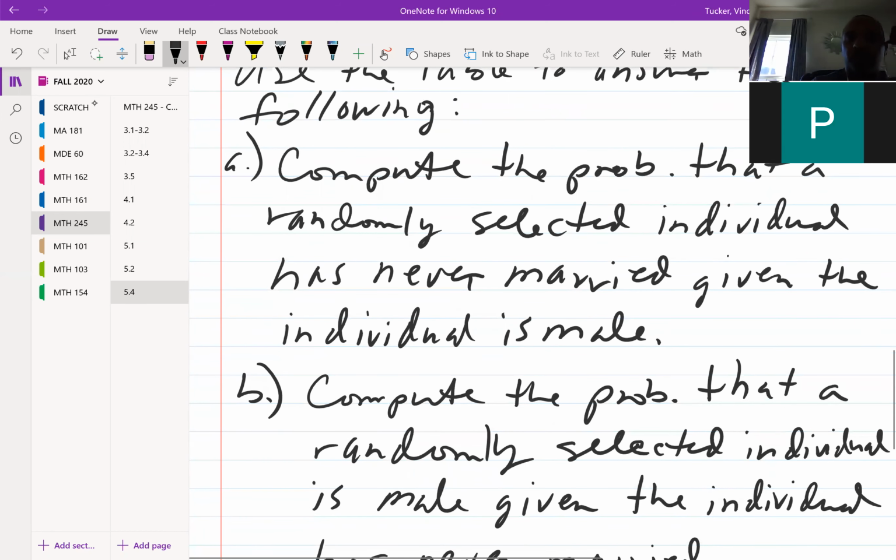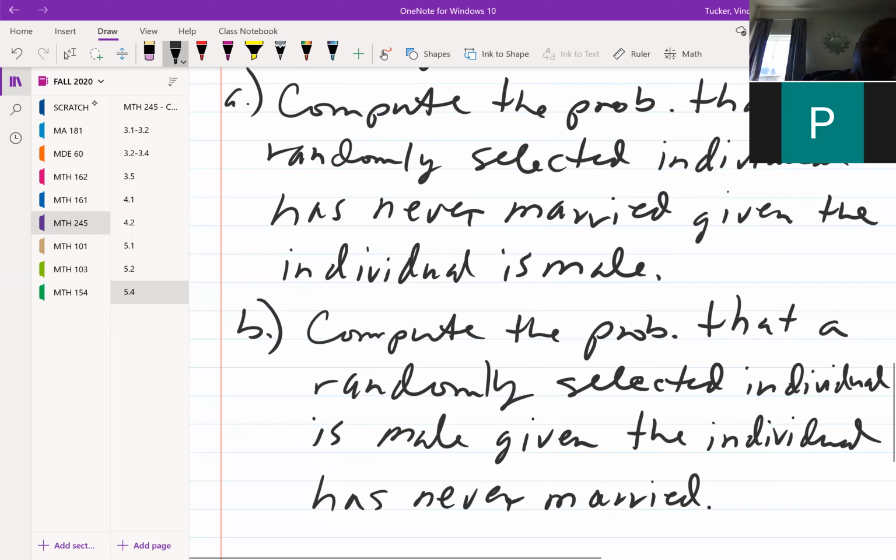All right, so we're going to use the table to answer these two questions. A, compute the probability that a randomly selected individual has never married, given the individual is male. Then we're going to compute the probability that a randomly selected individual is male, given the individual has never married. I'll give you a few seconds to finish writing.